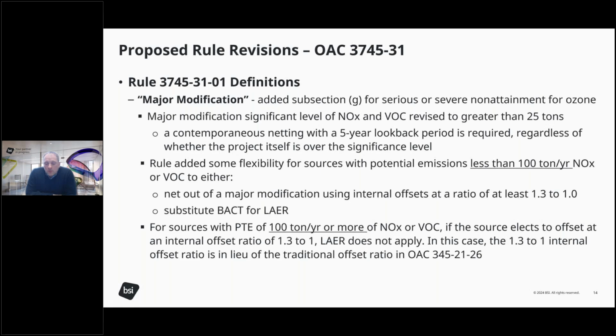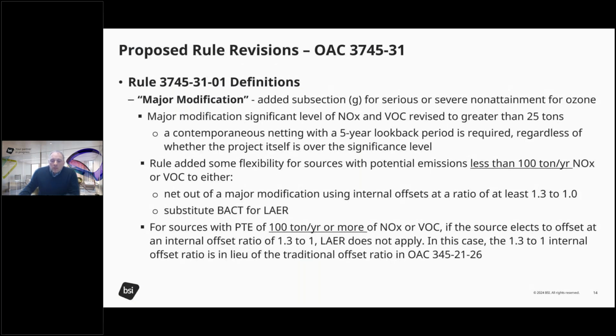So the new definition also allows some flexibility for sources to comply with the increased level of control required under the non-attainment new source review. And so the first is another section added to allow some flexibility for sources with potential emissions less than 100 tons per year. These are sources that were not previously subject to non-attainment new source review. The new provision provides two options for flexibility.